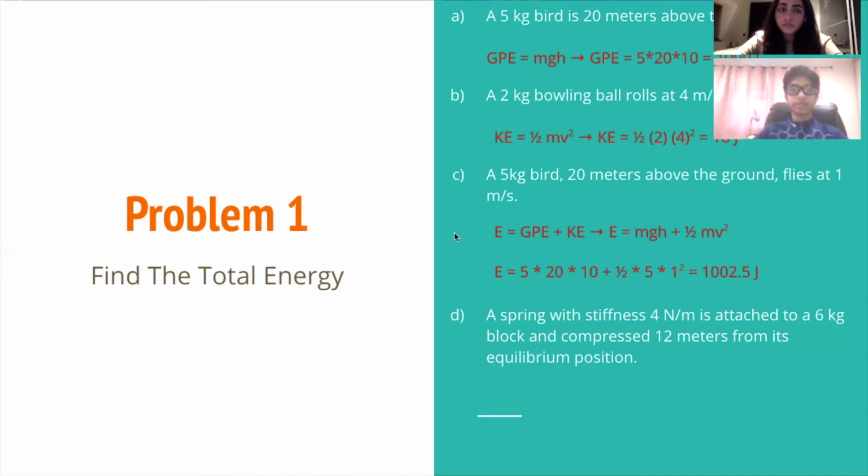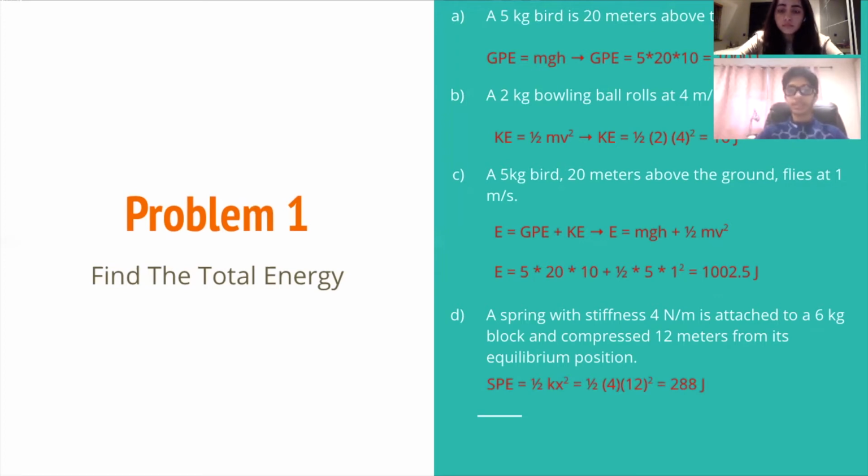And for the last problem, we have a spring with stiffness 4 newtons per meter attached to a 6 kilogram block. And the spring is now compressed 12 meters from its equilibrium position. So find the total energy. And for this problem, we don't know anything about its height, so we can assume it has no gravitational potential energy. We also know that the block is not moving, so it has no kinetic energy.